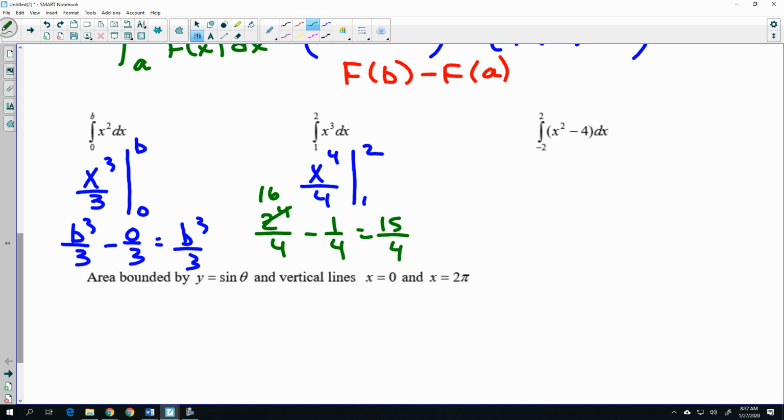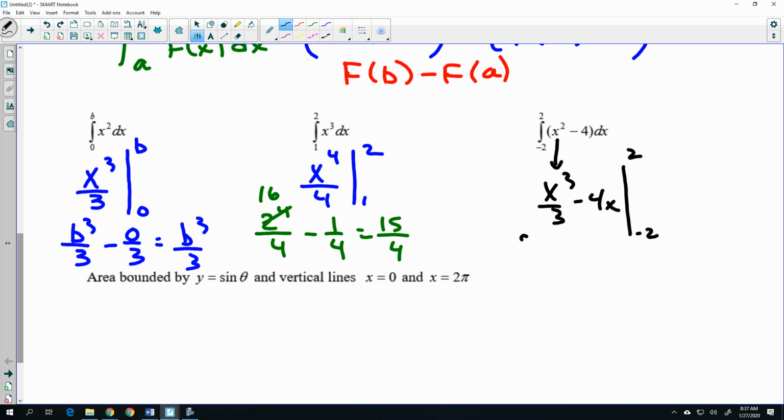So let's try the next one. How would I integrate x squared minus 4? Sorry, I'm telling you the answer. How would I integrate that? What would this turn into? And again, that line says I have integrated it. So who do I plug in first? Always the same one. What is it?